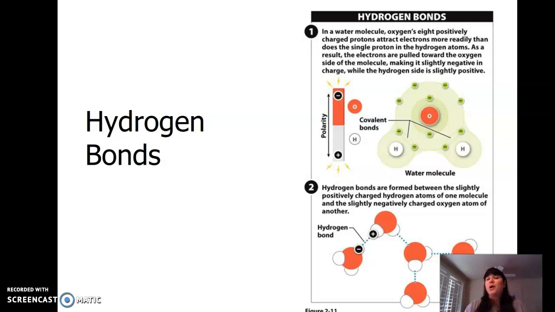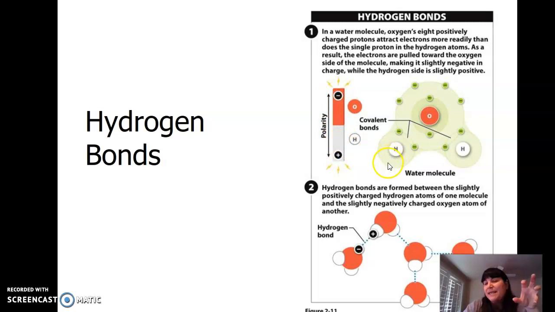Third type of major bond is called a hydrogen bond. Now, hydrogen atoms, they don't seem that spectacular. It's just 1 proton, 1 electron. But when they bind with things, and the electrons kind of get pulled this way, this part gets a little more positive. And when it gets more positive, there's that thing called polarity.